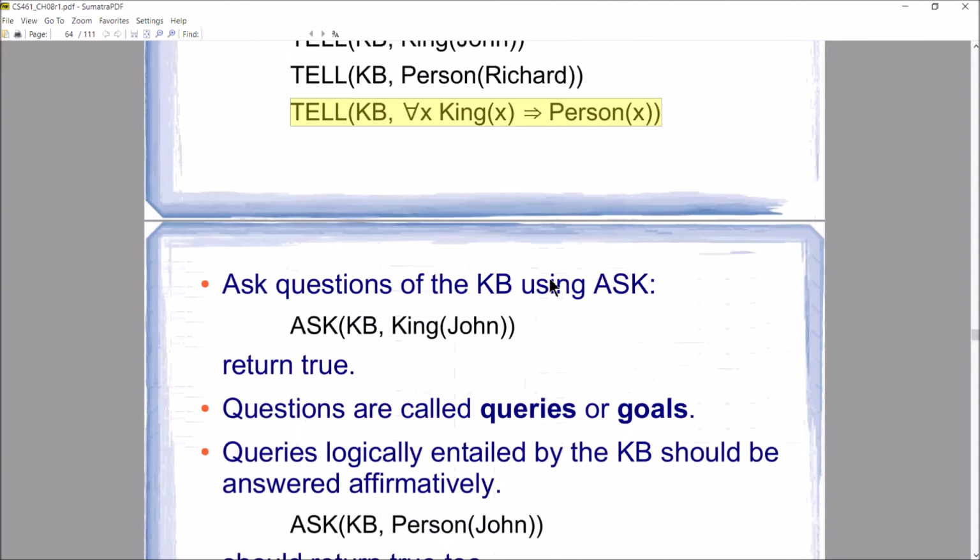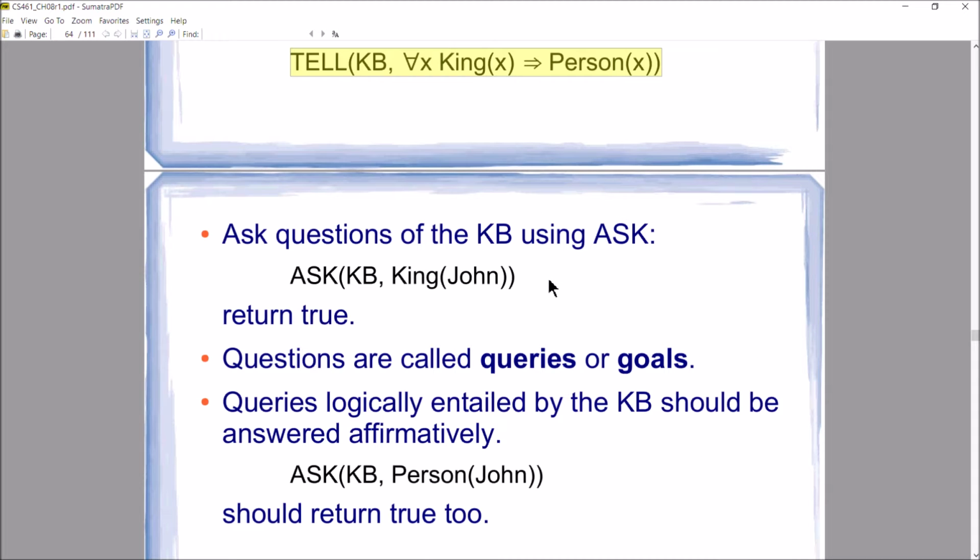Now, we need to be able to ask questions of our knowledge base, and the textbook uses this generic term ask. So we're asking the knowledge base if you know about King John, and that's going to return true. These questions are often referred to as queries or goals, and the more you dig into Prolog, you're going to start seeing this language more and more. Queries that are logically entailed by the knowledge base should be answered in the affirmative, so if you ask the knowledge base if John's a person, it should return true as well.